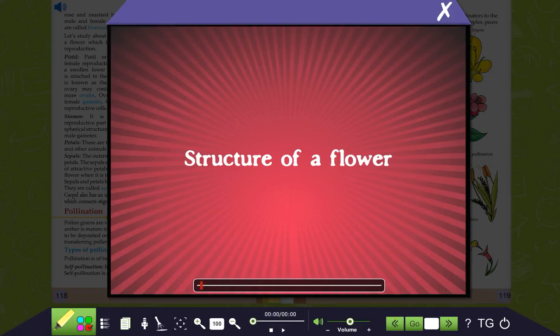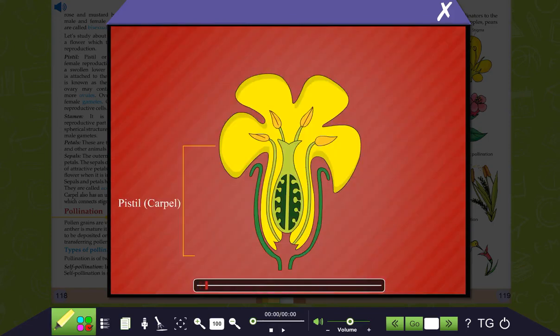Structure of a flower. Pistil. Pistil or carpel, a female reproductive part, has a swollen lower part which is attached to the flower and is known as the ovary. An ovary may contain one or more ovules. Ovules contain female gametes. Gametes are reproductive cells.